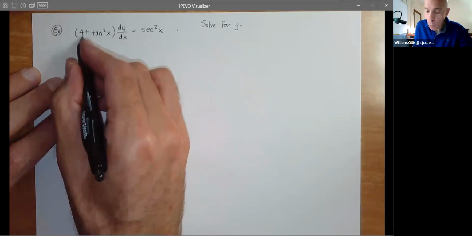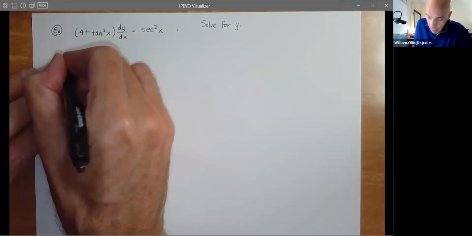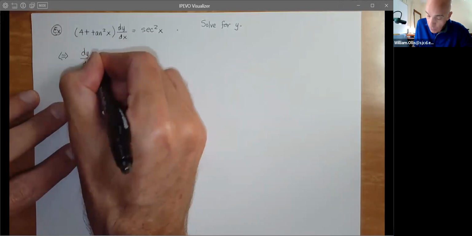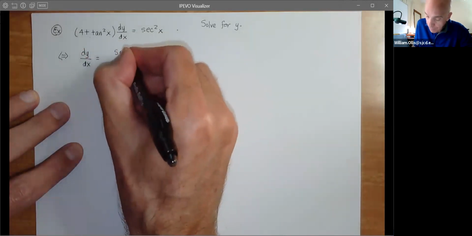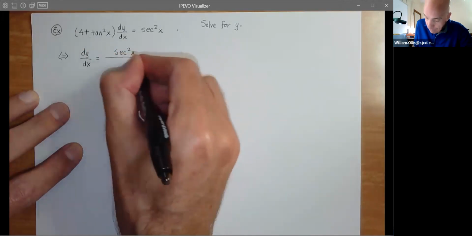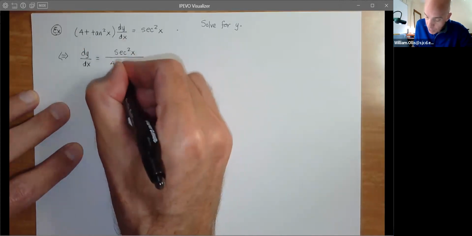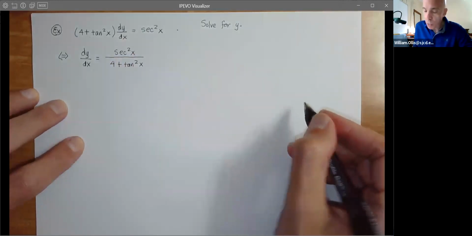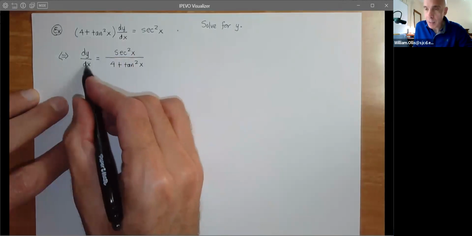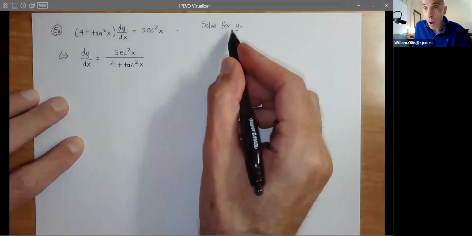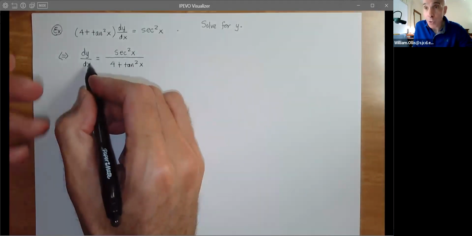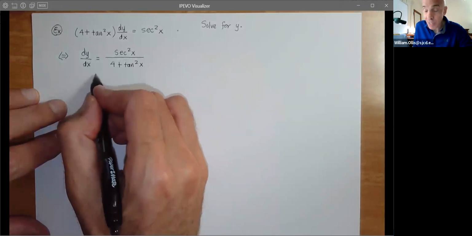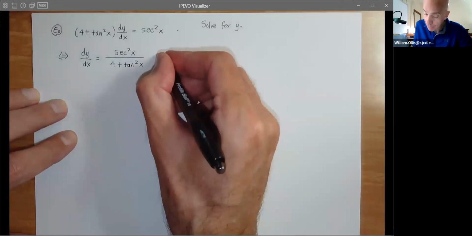So we'll just divide by 4 plus tangent squared. So we have dy dx equals secant squared divided by 4 plus tangent squared. So now, in order to actually determine the function y, we need to invert. That is, we need to apply the inverse process of the derivative, which is the antiderivative. So now we integrate.